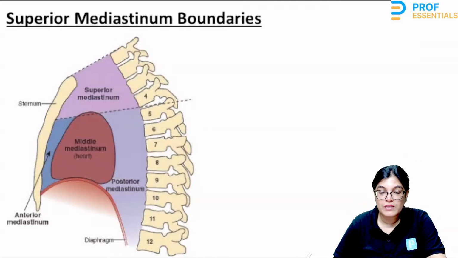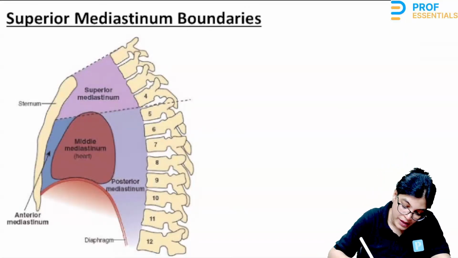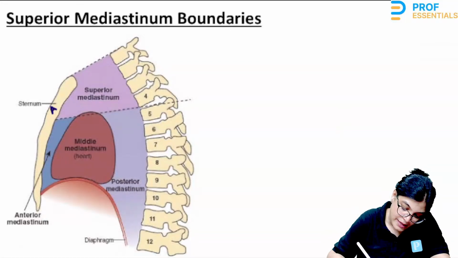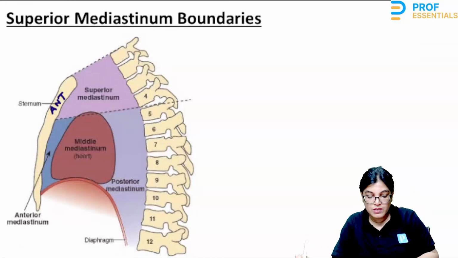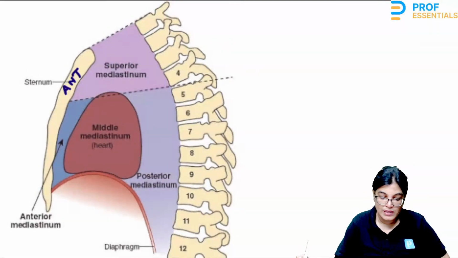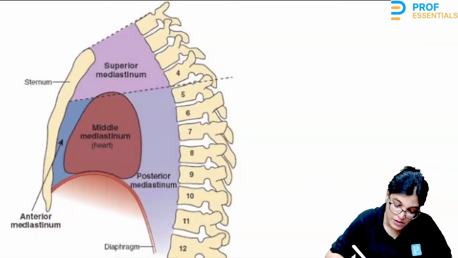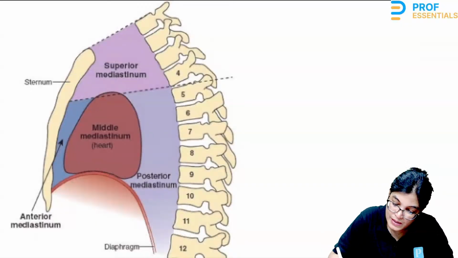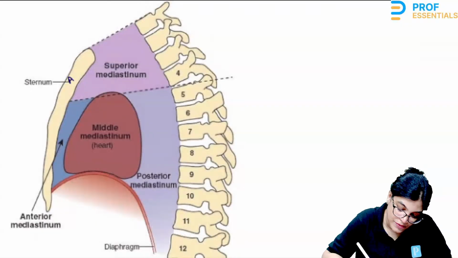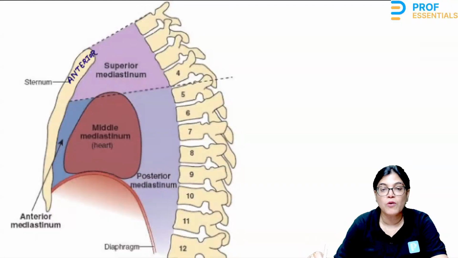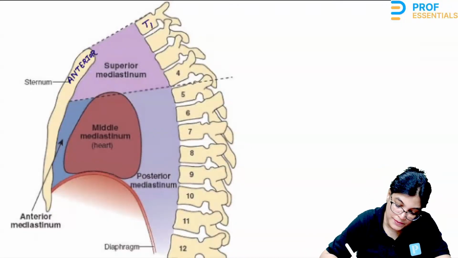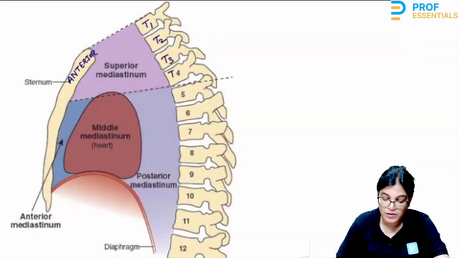If I talk about its boundaries, on the anterior aspect we have the manubrium sterni. Posteriorly, we have the bodies of four thoracic vertebrae, so T1, T2, T3 and T4 thoracic vertebra, which lie on the posterior aspect.